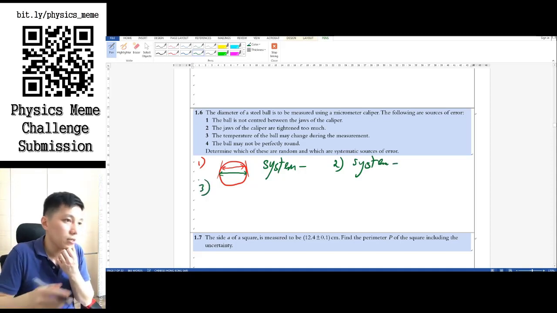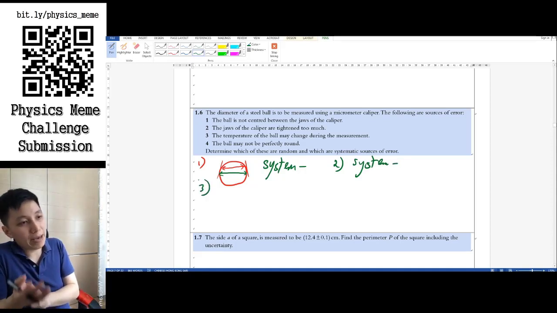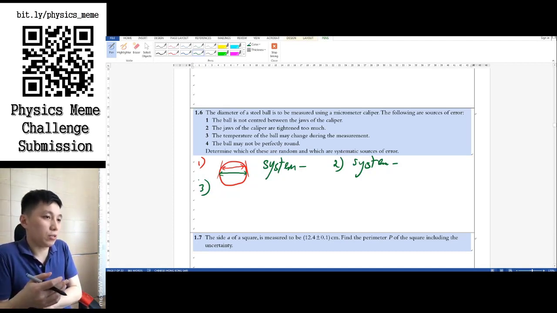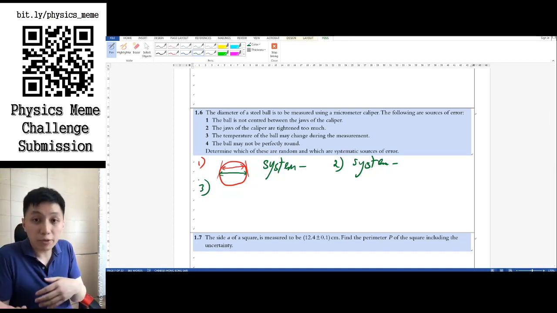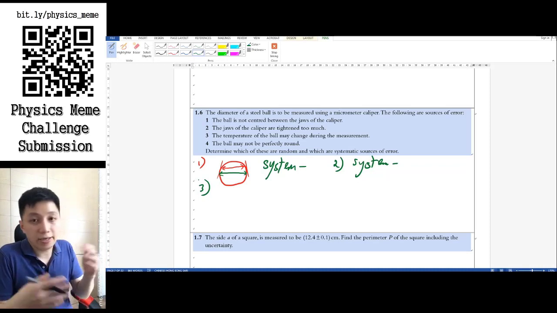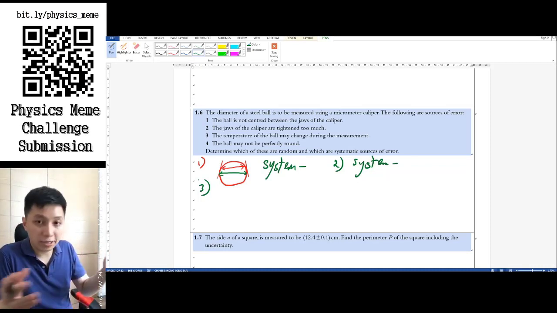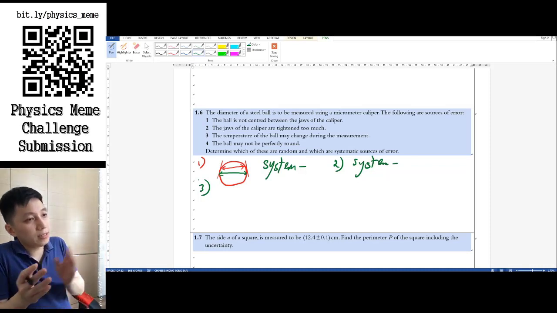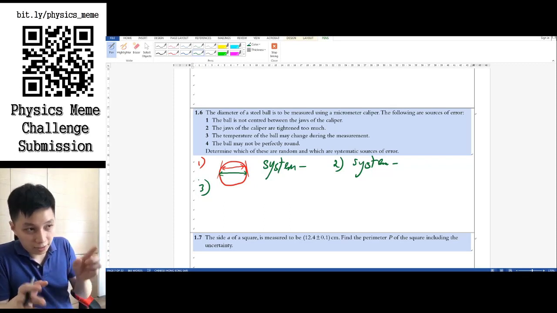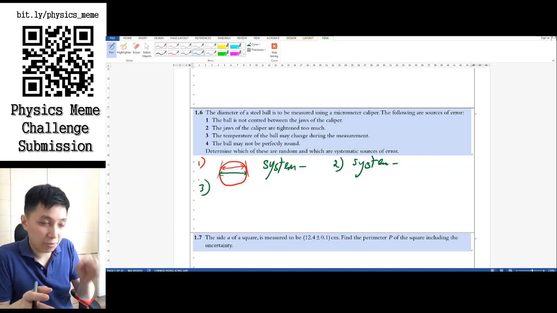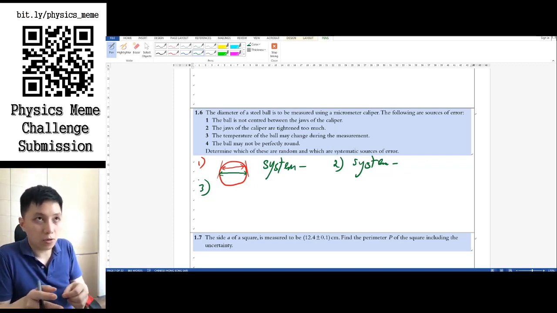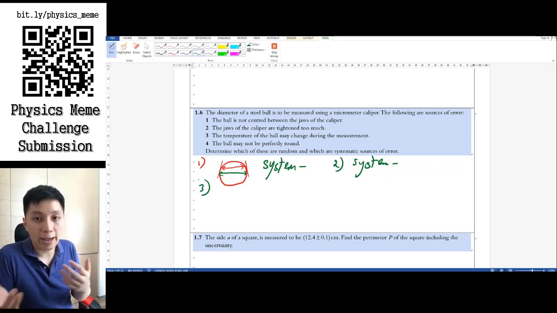For number 3, it's saying that the temperature of the ball may change during the measurement. So maybe the room temperature itself during the day and night, there's a temperature change basically. Since they did not specify whether the temperature is going up or down, I guess we have to assume both may happen.